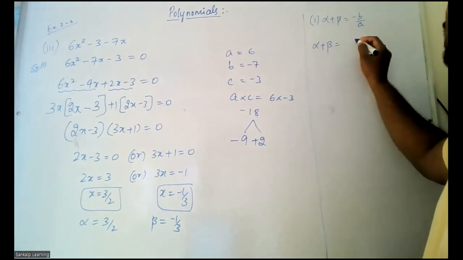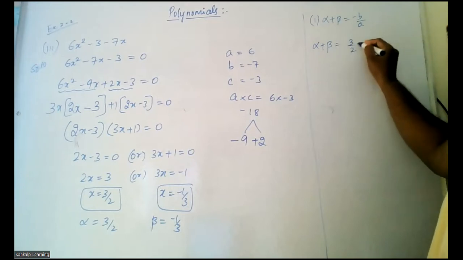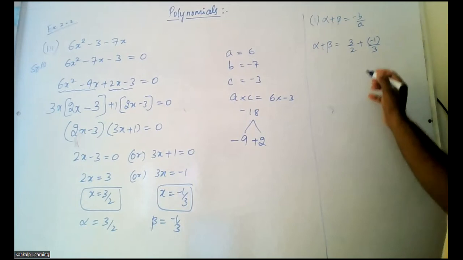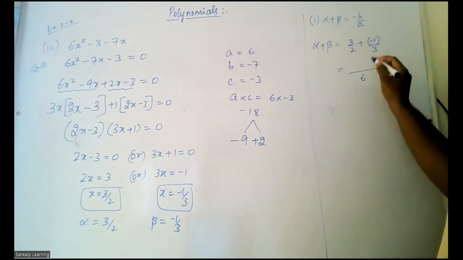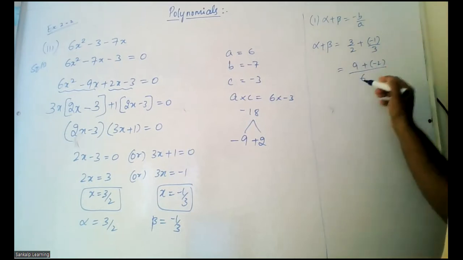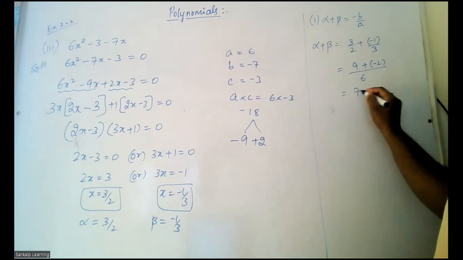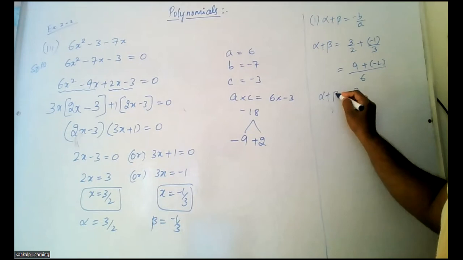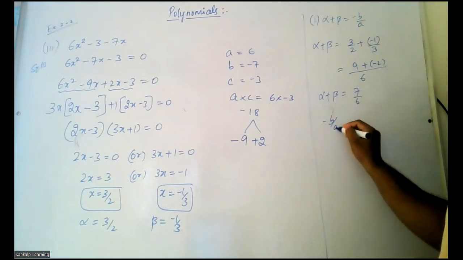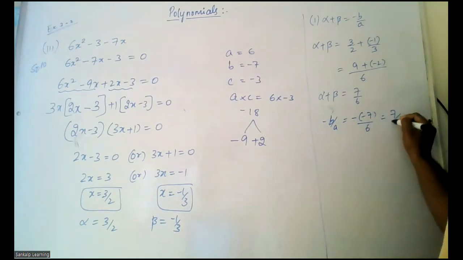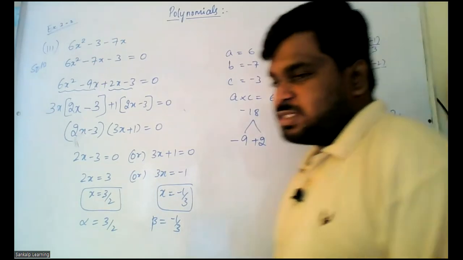Consider alpha plus beta. Alpha is 3 by 2 plus beta is minus 1 by 3, isn't it? Take LCM. The LCM is 6. If you take LCM and solve it, it will become 9 plus of minus 2. So it will become 7 by 6. 9 minus 2 is 7 by 6. Alpha plus beta is 7 by 6. What is minus b by a? Minus b is minus 7. A is 6. So it will become 7 by 6. So you have got the same thing.